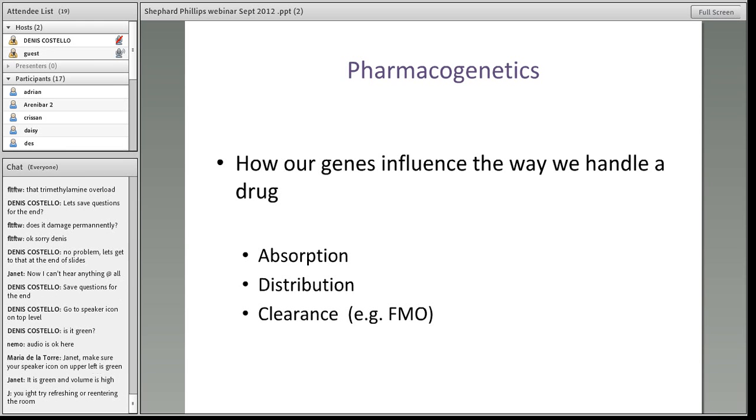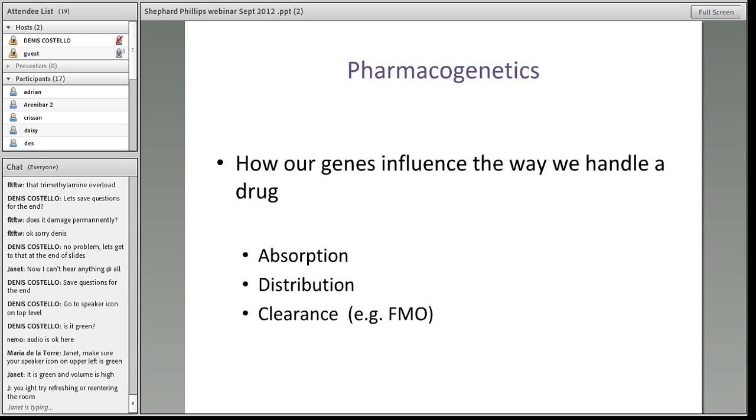So I wanted to introduce you to the concept of pharmacogenetics. This is a specialized area of genetics, and it's a study of how our genes influence the way we handle a drug. You might have heard the term personalized medicine, this thought that we might be able to tailor our therapeutic drug therapies to our genetic makeup. Now, when we take a drug, if we swallow a pill, that drug has to be absorbed into the body. It has to be distributed throughout the body, and it has to be cleared from the body. The excess has to be cleared from the body.